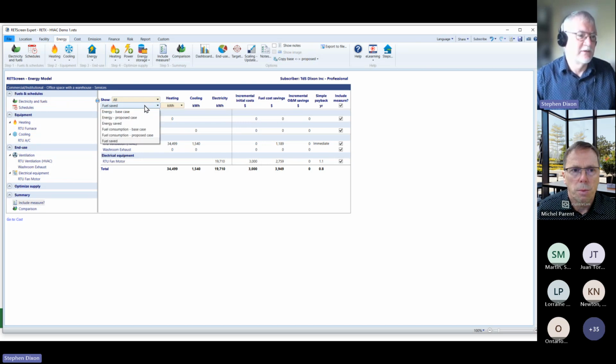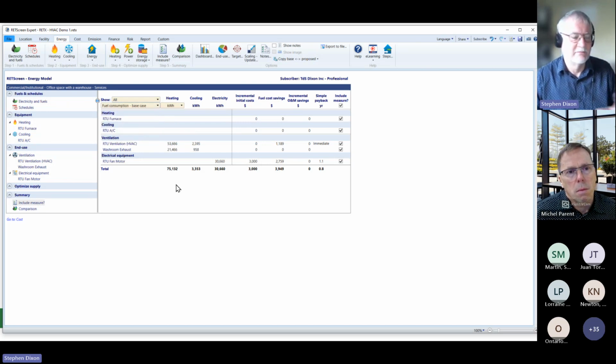Now, we can examine in the screen here the fuel used in the base case, the way it is now. So it shows us all the fuel used to heat and cool the building and to run the motor. We can look at the proposed case. And then the difference between those two obviously becomes the fuel saved.